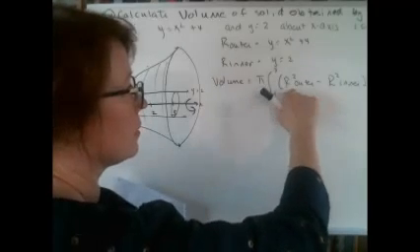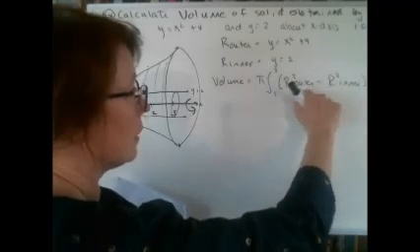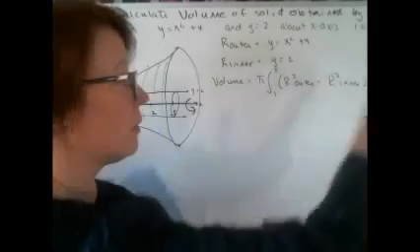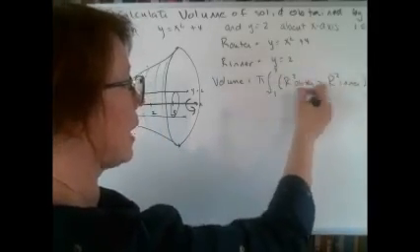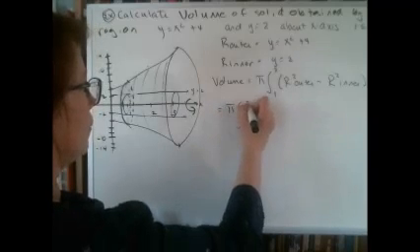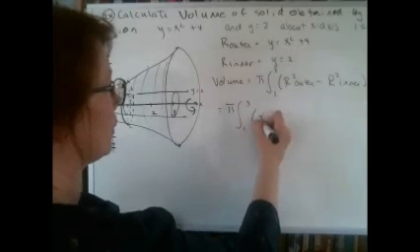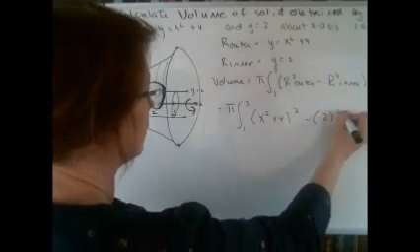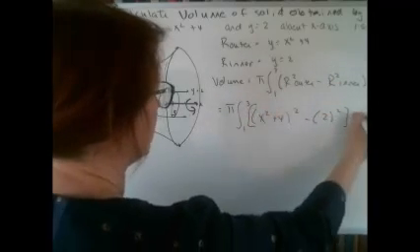Be really careful. This is r squared outer minus r squared inner. It's not r outer minus r inner squared. It's r squared minus r squared. This is the outer circle minus the inner circle. Because we're going to plug things in. Pi, 1 to 3. My r outer, x squared plus 4 squared, minus my inner squared. And this whole thing is dx.